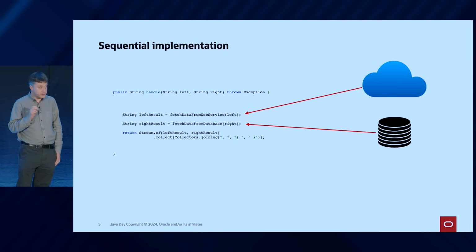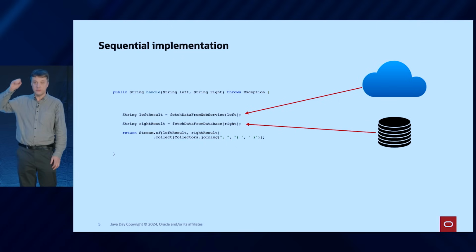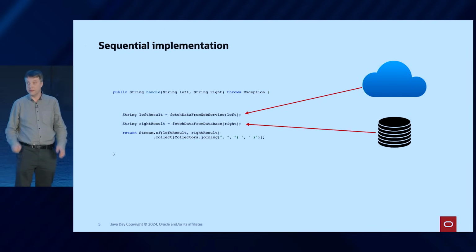I'm going to call two methods sequentially. One is simply named fetch data from web service. We know from the name of the method what it's going to do. It's going to go out on the network, make some requests over the network to this web service, and get something back. Great, it gets it back as a string. It's as simple as I can get in this kind of presentation. The second method is going to do the same thing, except it's going to go to a database. I've got some input, I'm going to connect to some database and get back some rows.